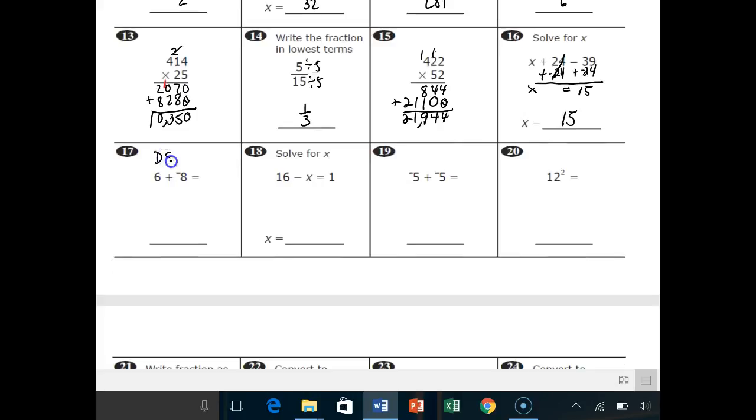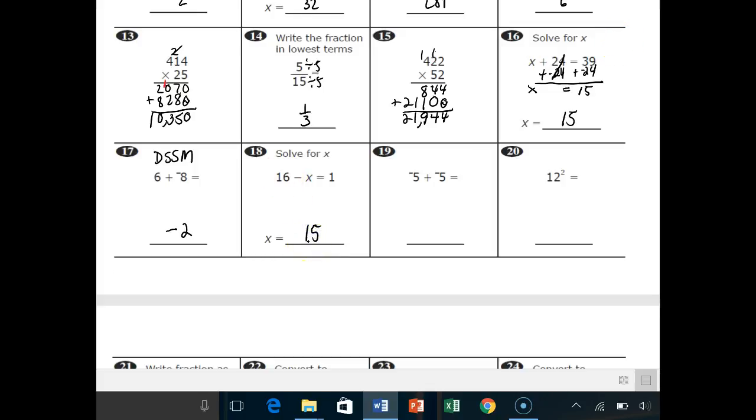6 plus negative 8, again, DSSM, different sign, subtract, keep the one that has more, so negative 2, not positive 2. This one's a little bit interesting. You can actually think of it as 16 minus what number gives me 1. Just like you could think of this one as what number plus 24 gives me 39. Hopefully 15 comes to mind right off the bat.